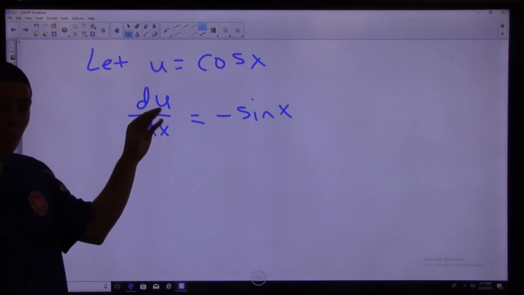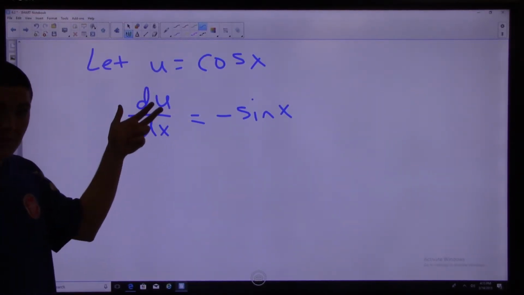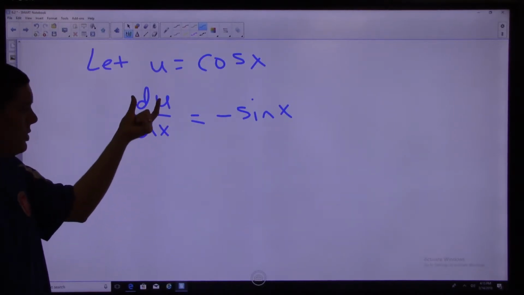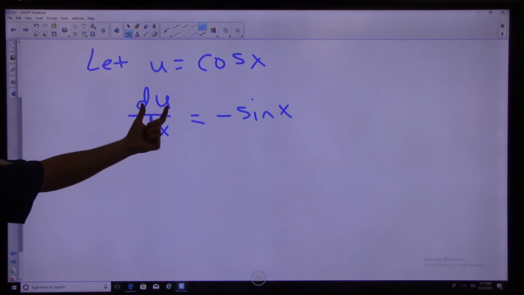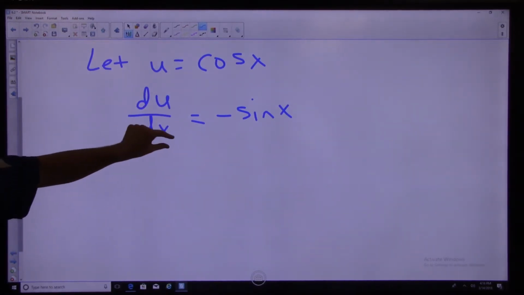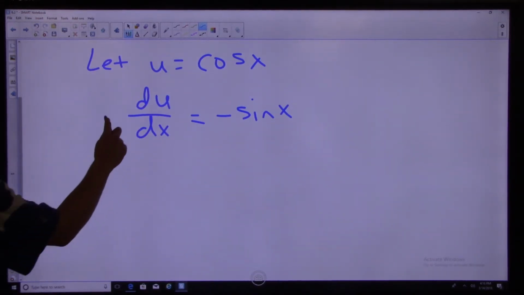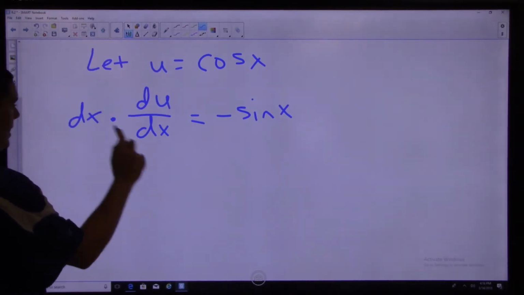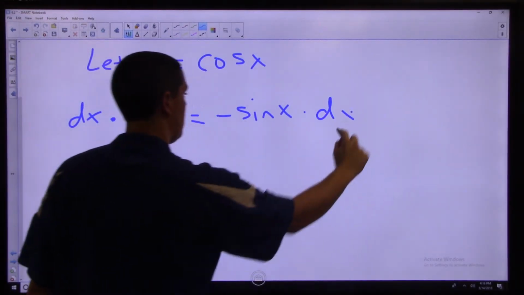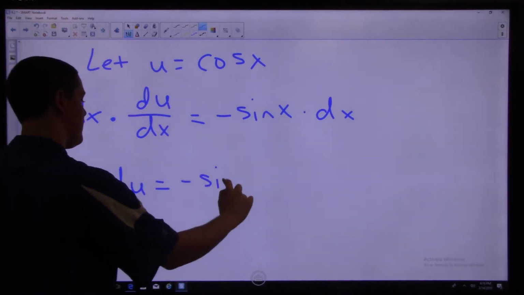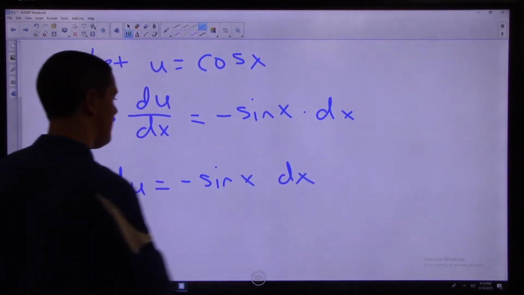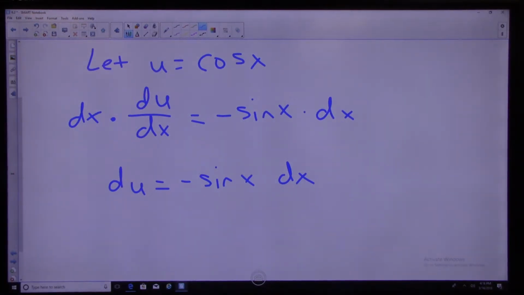But what if I pretend, I mean, this is kind of like a fraction, isn't it? du over dx. So what if I wanted to solve for du? Just for kicks and giggles here. Well, in order to undo division by dx, we got to do what? That's right, multiply by dx. So therefore, du is going to equal negative sine x dx. We're still working, guys. So that's what du is going to equal.